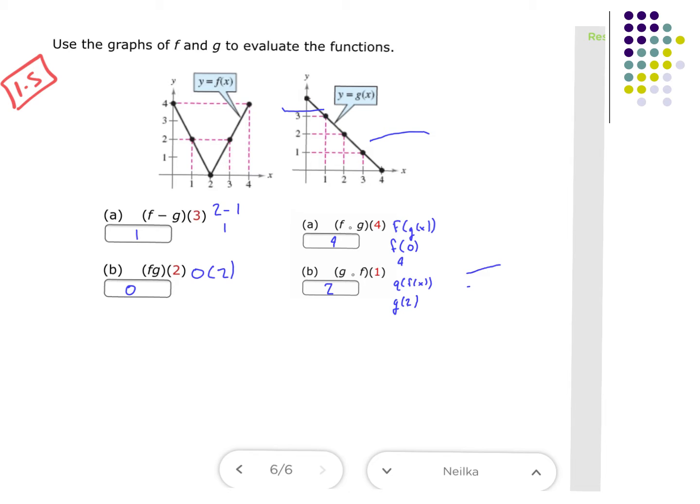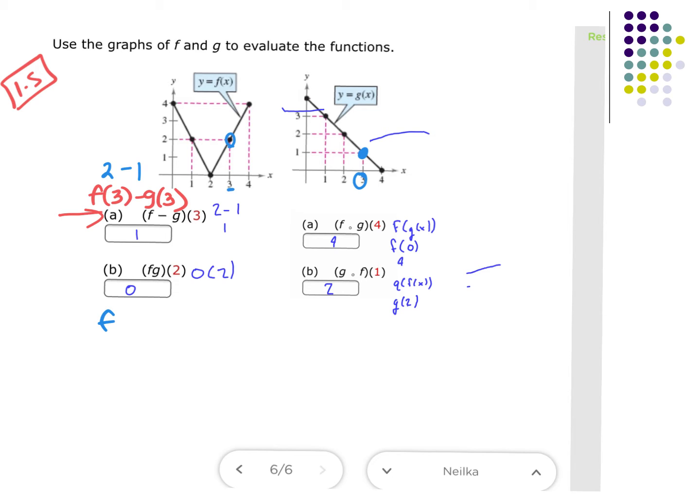Okay, 1.5 with graphs. So for A, you can't plug in here, right? I don't want you to find the equation from your graph and then plug in. I want you to use the graph. So this is saying that f of 3 minus g of 3. So I'm going to go to my f graph, which is the one on the left. I'm going to find where x is 3, which is here, and find the corresponding y, which would be 2. So that's 2 minus. Then I go to the g graph. 3 is here. I find the corresponding y, which is here. That's 1. And my answer is 2 minus 1, which is 1.